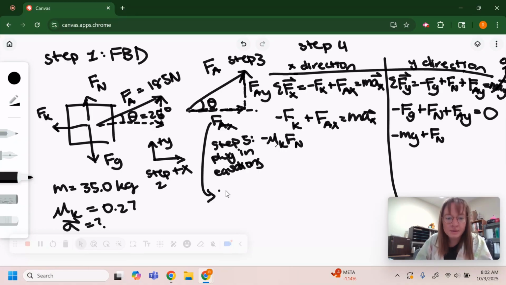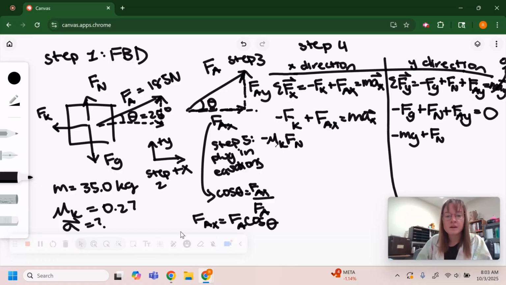And we know that cosine of theta is equal to FAX over FA. Rearranging for FAX gives me FAX is equal to FA times the cosine of theta. Okay, now I have an expression for FAX. Let's see if we can find an expression for FAY.